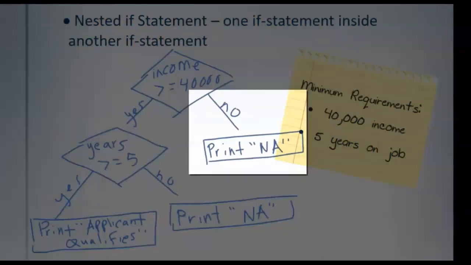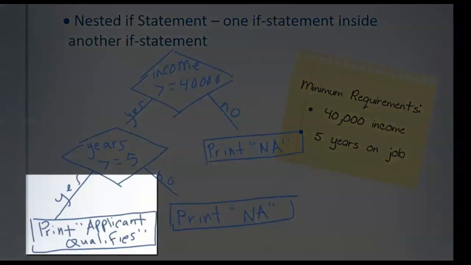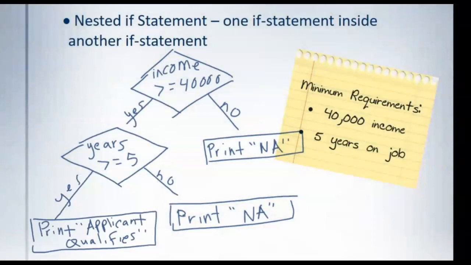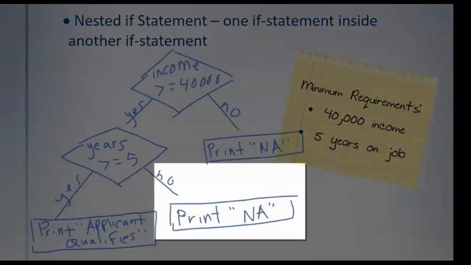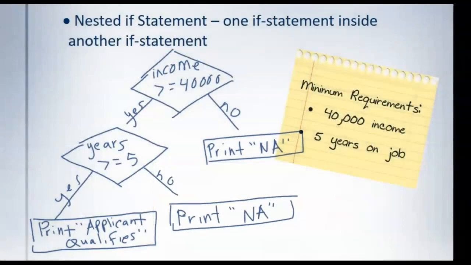If the answer to the second question is yes, that means their income requirement was met and then their years on the job requirement was met. So in that case, we should print out that the applicant qualifies. But if the answer to the second question is no, even though they are meeting the minimum income requirement, they're not meeting the minimum years on the job requirement. And so we'll have to print out NA in that case as well.